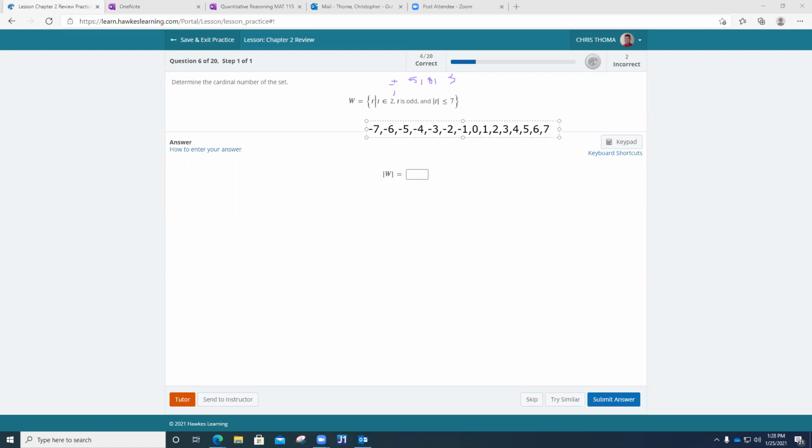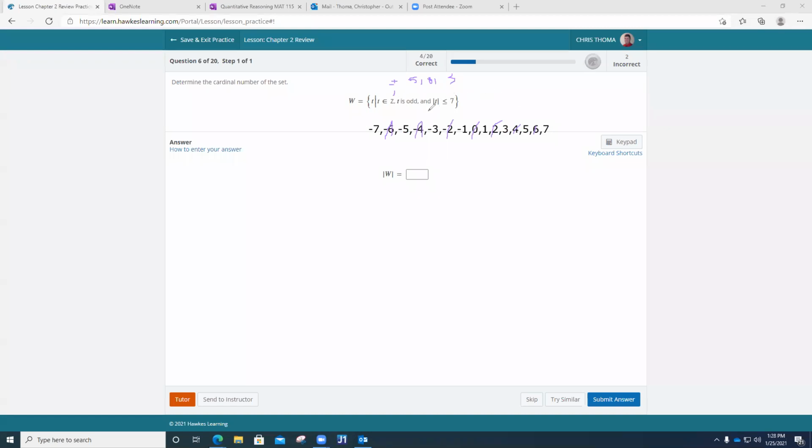So it says T is odd, right? So therefore, we can take out all the numbers that are not odd. So -6 is not odd, -4 is out, -2, 0 is neither even nor odd, 2 is out, 4 is out, and 6 is out. So I'm left with those, and they're integers, and they're less than or equal to 7.